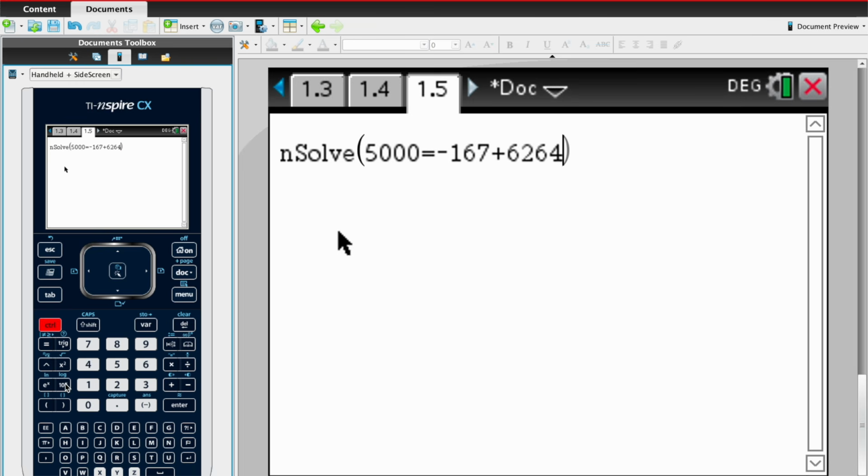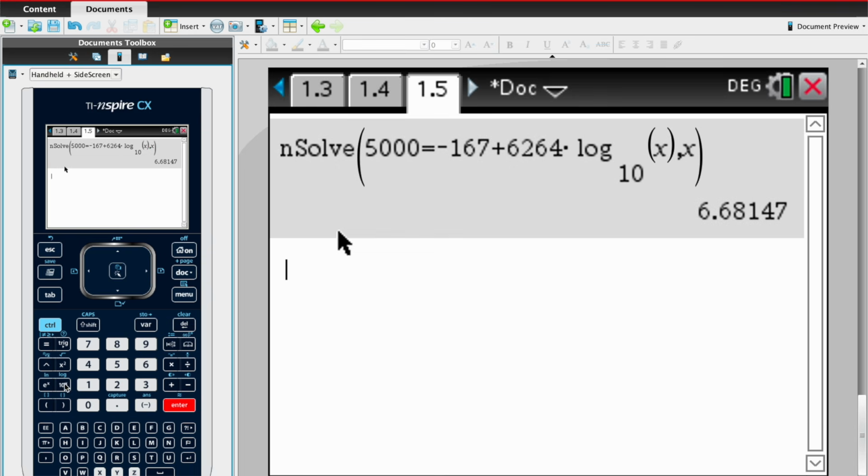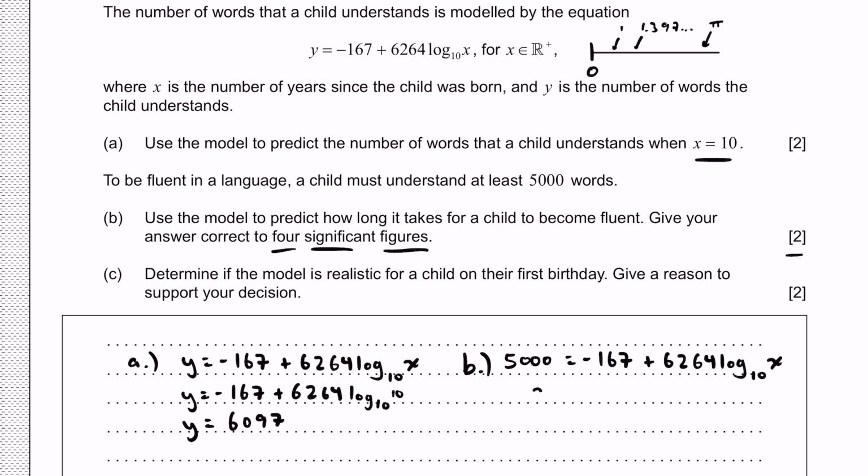Here we have log base 10 of x. Ask the calculator to solve for x. And it looks like after 6.68 years, that's when a child, according to this model, will understand at least 5,000 words. Writing that out. X equals 6.68. And remember, 4 sig figs, I almost forgot myself. 6.68147 would give us 6.681. Okay.